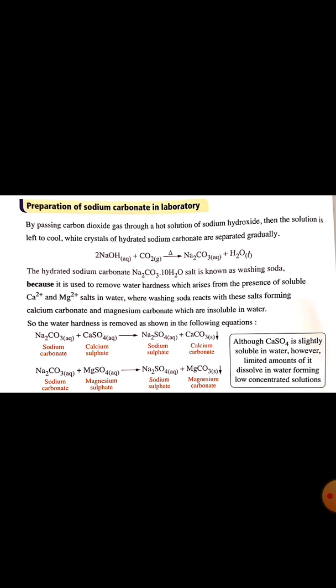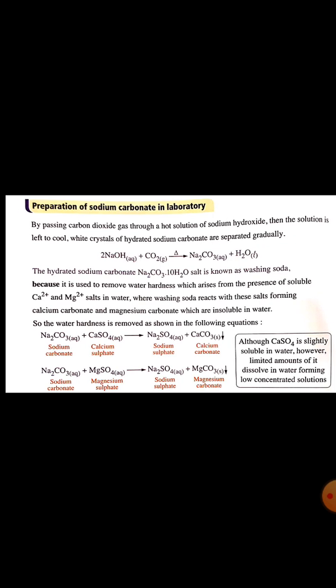The preparation of sodium carbonate in the lab. How? By passing carbon dioxide gas through a hot solution of sodium hydroxide. So, what happens? Sodium carbonate aqueous solution is formed, and water. Okay, let it cool down. So, white crystals of hydrated sodium carbonate are separated gradually. But note, sodium carbonate with 10 moles of water, which is called hydrated sodium carbonate, is known as washing soda.